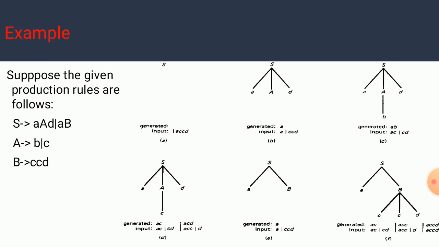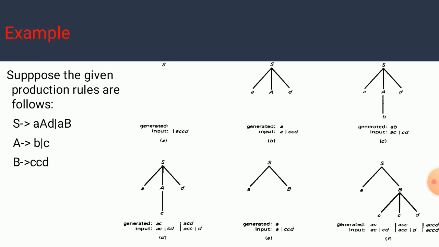Now we read the leaf nodes. The leaf nodes are a, b and d, but our targeted string is ACCD, which does not match with this result. So we backtrack again and substitute A with its other production, which is c. So A produces c. We again read the leaf nodes from left to right and find ACD, which again does not match with our desired result.